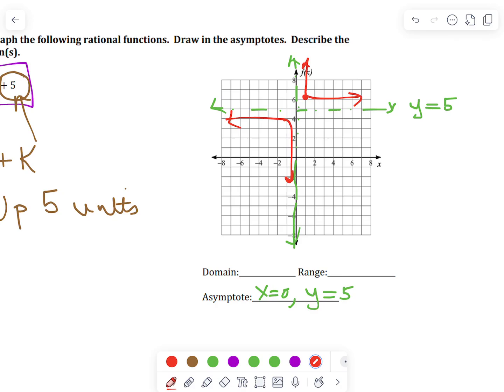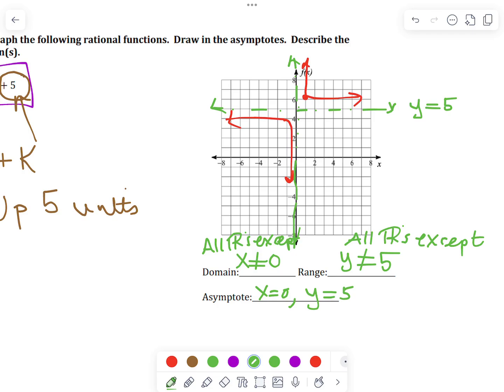Then our domain is everything but the vertical axis. So I'm just going to write it short: x cannot be 0. And then our range is everything but the horizontal asymptote. So that's a short way to write domain and range. It's all reals except x can't be 0, all reals except y cannot be 5.